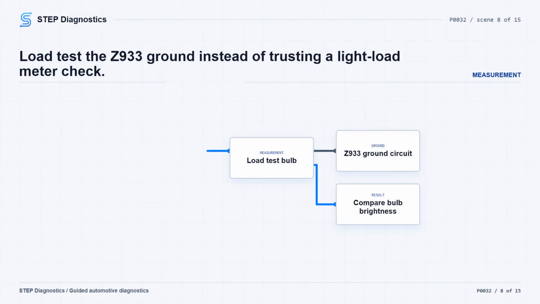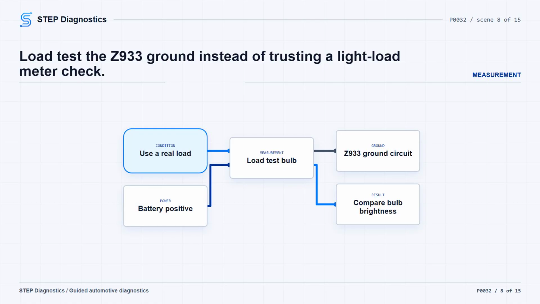Now isolate the ground circuit by disconnecting the component harness connector, then load test the Z933 ground circuit. Connect the positive lead of the load test tool to battery positive and the negative lead to the ground circuit at the component connector. The bulb should be bright, and you compare that brightness against a direct battery connection. This matters because a weak circuit can look okay with a meter and still fail under load. A 3156 bulb has approximately 6.0 ohms of resistance when powered and draws approximately 2.0 amps.